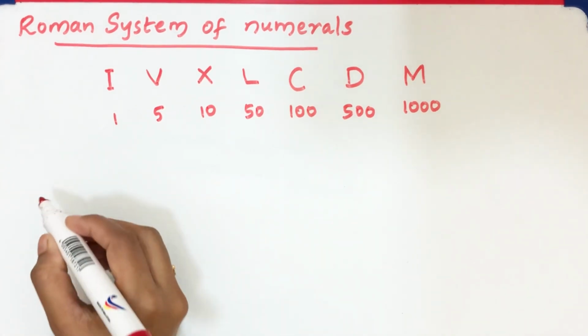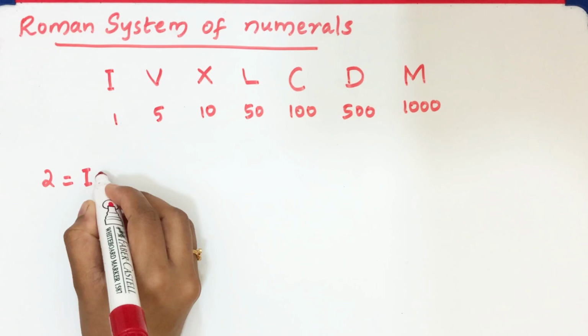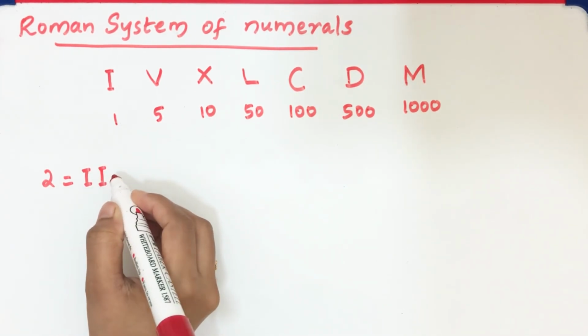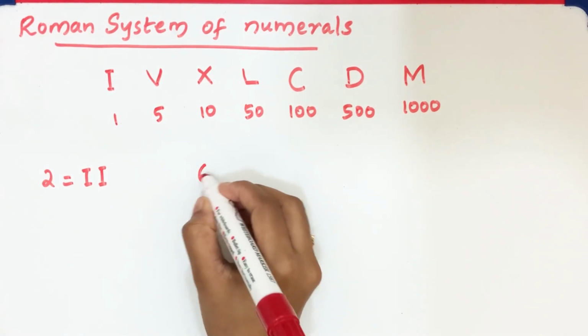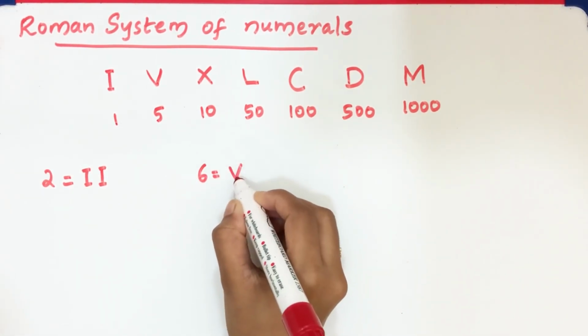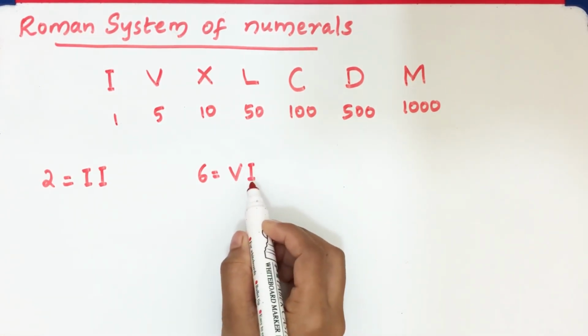You know how to write 2. 2 is written like this, this is our 1. Again 1 after this 1 will give 2. And 6, how to write 6? 6 is, this is our 5. 5 plus 1 is 6. This is 6. We write 6 like this.